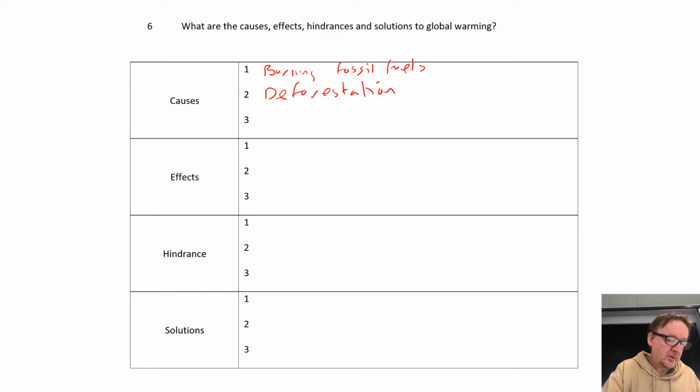Okay, and another cause is releasing trapped greenhouse gases.